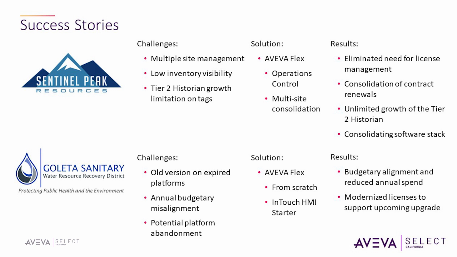So, a couple of success stories. We have two different types of customers: a larger enterprise customer and a small water district. First, Sentinel Peak Resources, an oil and gas customer. They were managing multiple sites and lacked visibility of what licenses they had and where they installed them, and they were having trouble managing their license set. In addition, because they were making acquisitions and adding more data to their Tier 2 historian, they were reaching the tag count limit for managing all that enterprise-level data.